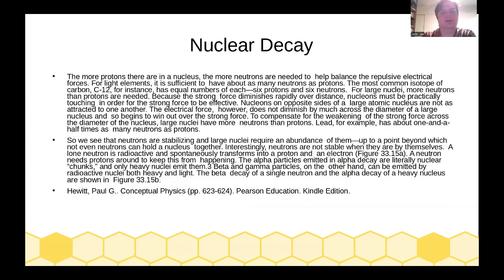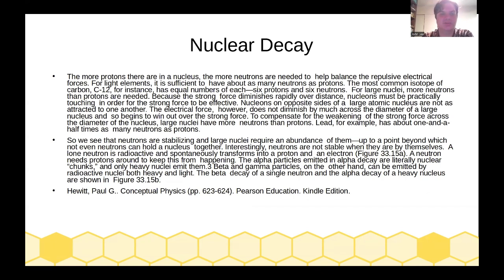The more protons there are in a nucleus, the more neutrons are needed to help balance the repulsive electrical forces. For light elements, it is sufficient to have about as many neutrons as protons. The most common isotope of carbon, C-12, for example, has equal numbers of each, 6 protons and 6 neutrons. For large nuclei, more neutrons than protons are needed.